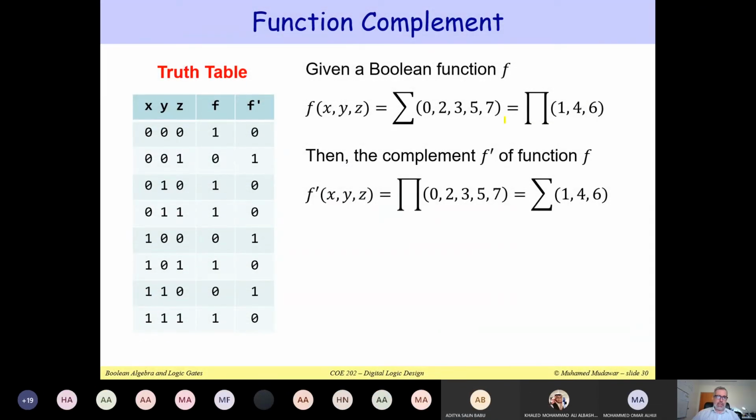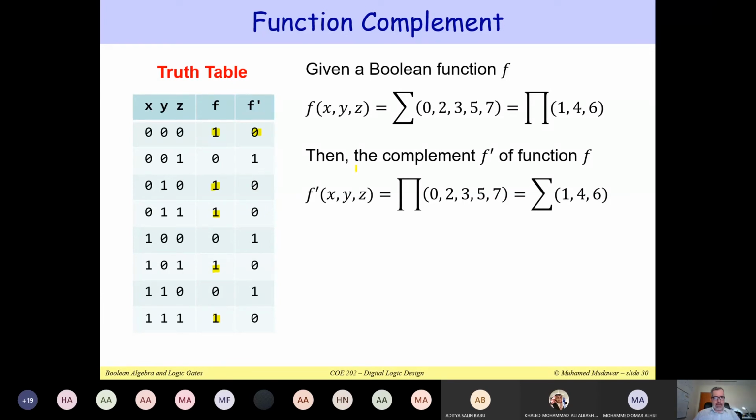Now, to complement a function described by a truth table, the 1 becomes a 0 and the 0 becomes a 1. So here's an example of a function f. These are the ones of the function. So we have 5 minterms and 3 max terms. The 1 becomes a 0 and the 0 becomes a 1.